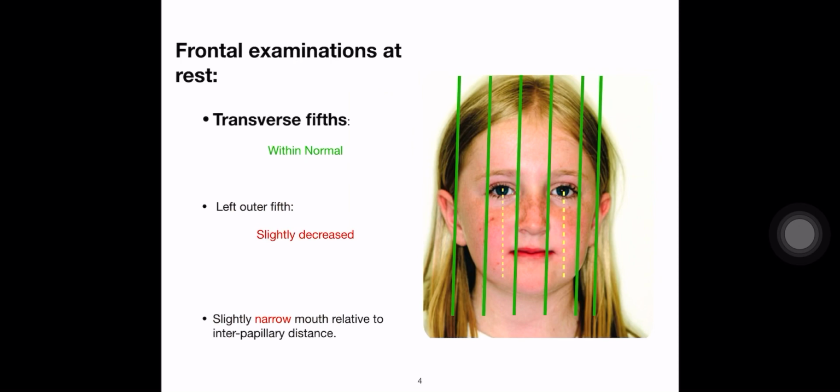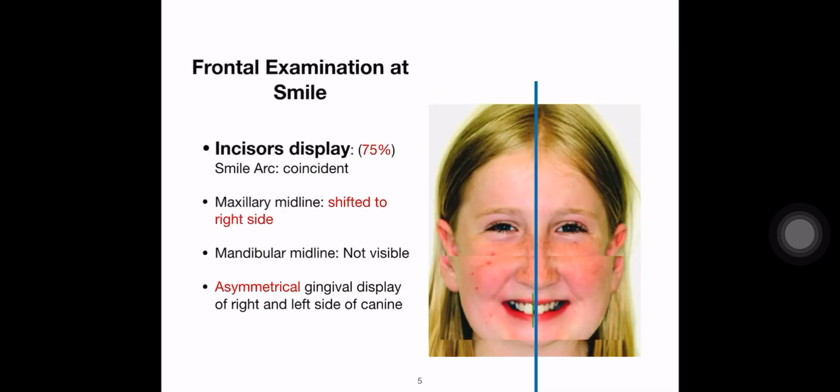Transverse fifths are within the normal, with a slight decrease in the left outer fifth and a slightly narrow mouth relative to the interpupillary distance. Regarding the frontal examination at smile, smile arc is defined as the relationship of the curvature of the incisal edge of the maxillary incisors and canines to the curvature of the lower lip. The ideal smile arc is a maxillary incisal edge curvature parallel to the curvature of the lower lip upon smile.